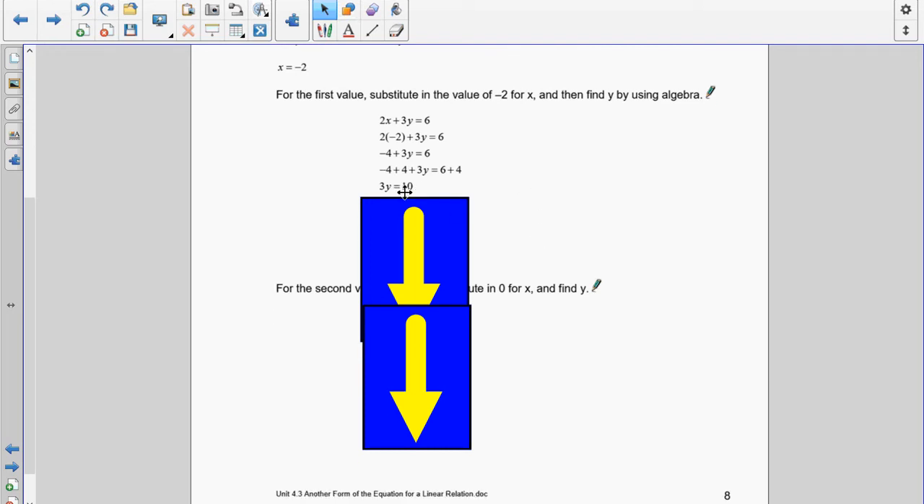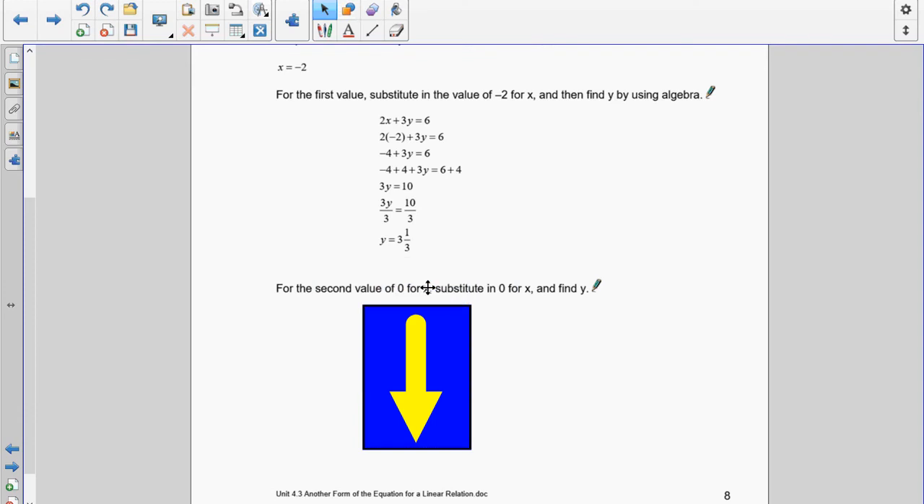Now to get rid of a variable that's being multiplied by a constant, you divide by that constant. So I'm going to take 3y equals 10. I'm going to divide this by 3 and also that by 3. Now, 3 divided by 3 is 1, so I just have y on the left, and then 10 divided by 3, you could leave it as an improper fraction, but that's pretty easily done as 3 1/3. So there's my value. Y is 3 1/3.